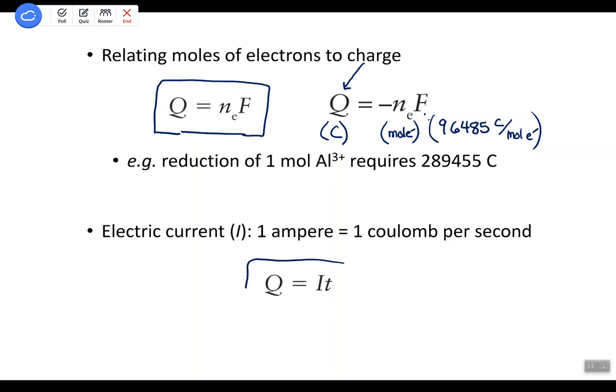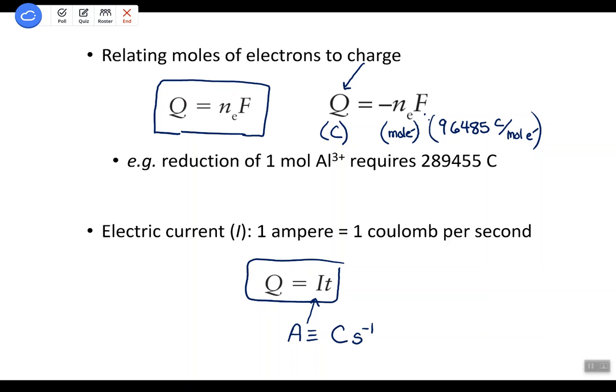Well, we have one more equation which is really helpful to solve charge type problems. And charge is now correlated to current and time. Now, current is measured in amps or amperes, and amps is equivalent to 1 coulomb of charge per second.